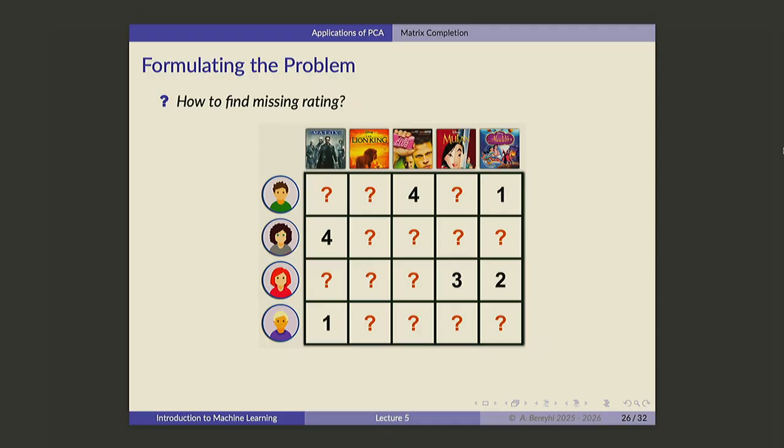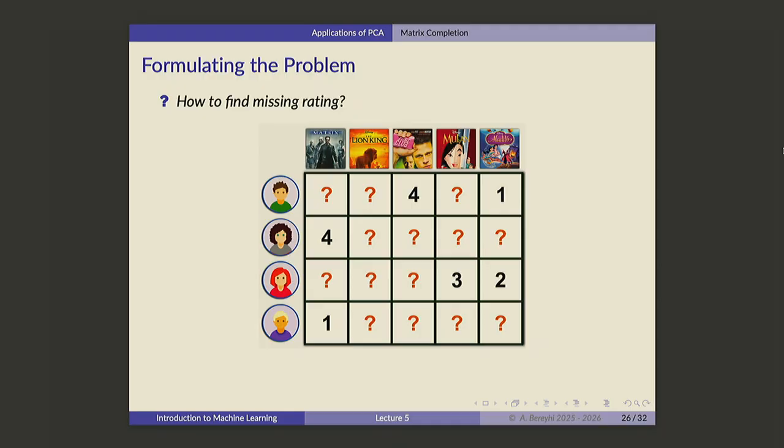This one, I don't know what that is. What is it? Aladdin. Oh, okay. But he has not seen Matrix, right? And then you don't know what's going to be his score for that, right? But you want to find out what he would like, to recommend.